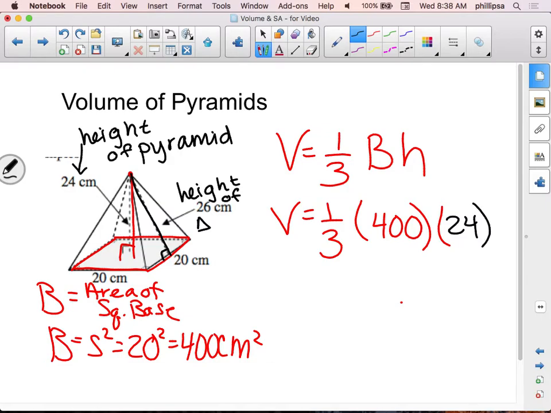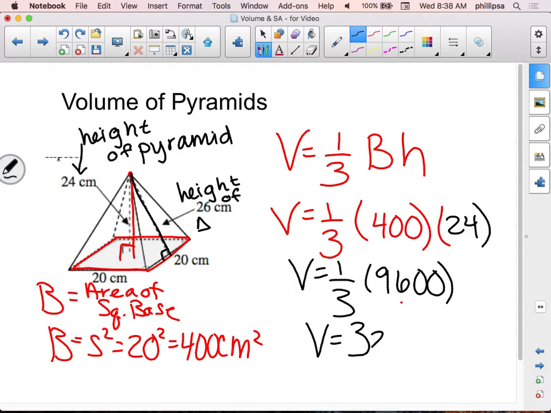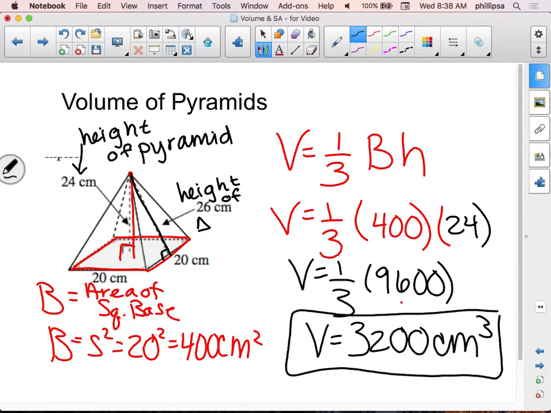So at this point, it's just a matter of using your calculator to do the tedious math. I have the area of my base times the height of the pyramid, which is going to be 9,600. Then I'm just going to simply multiply by 1/3 or divide by 3. So my volume here is 3,200 centimeters cubed. Okay.